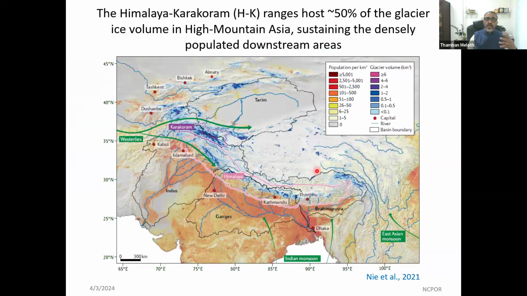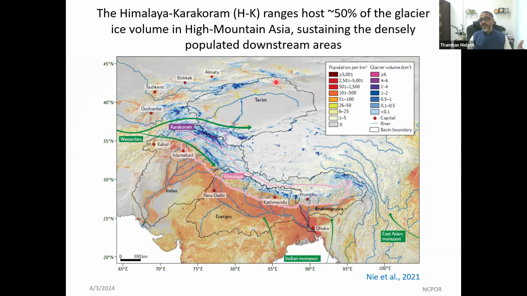So if you look at the Hindu Kush Himalaya itself, both the ice volume and the changes happening are more significant. Nearly about 50% of the high mountain Asian changes are found in the Hindu Kush Himalaya.